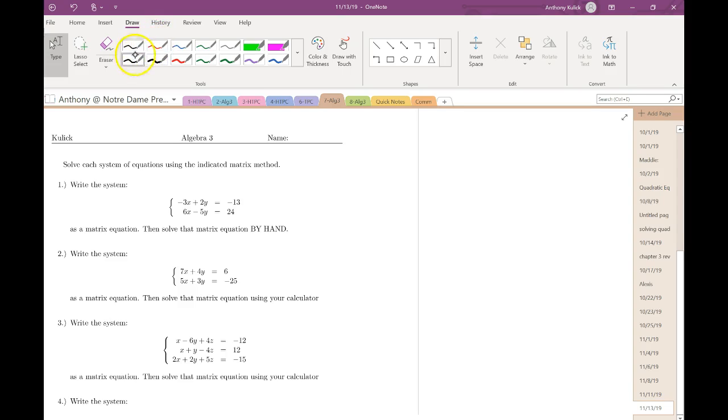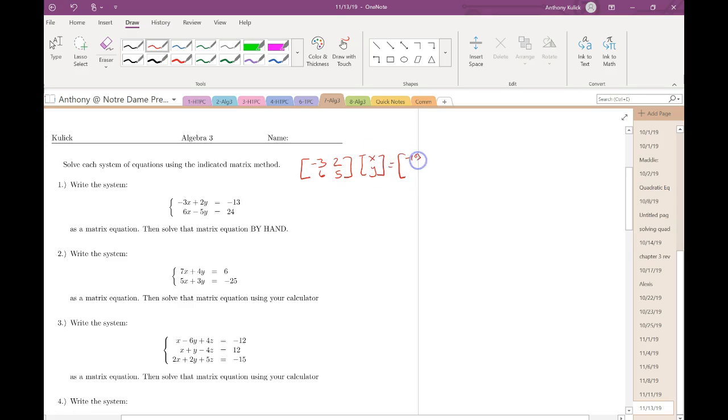All right. So let's look at number one. Number one was the only problem where I asked you to do this by hand. Everything else should have been done with the calculator. So it says to write the system as a matrix equation, then solve the equation by hand. So our matrix equation is going to be the coefficients matrix times the variables matrix equals the solution matrix.